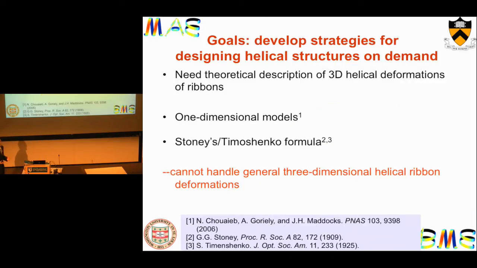So the goal of our study is to develop strategies for designing 3-dimensional helical ribbons on demand. And for that, we would need a theoretical description of 3D helical ribbon deformation. And traditionally, there have been these one-dimensional models that treat helices as just one-dimensional line objects in space. And for those of you who study solid mechanics, you're probably familiar with Stoney's or Timoshenko formula for beam deformation. But those cannot handle the general 3-dimensional helical ribbon deformation.